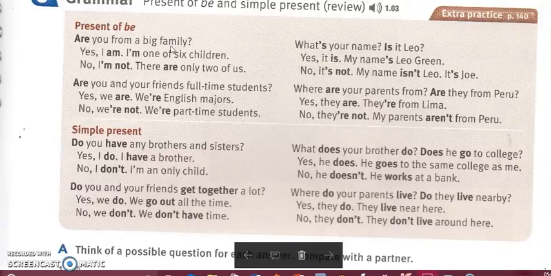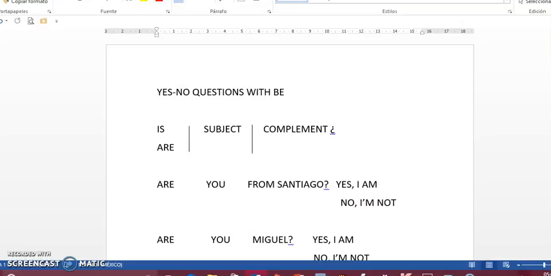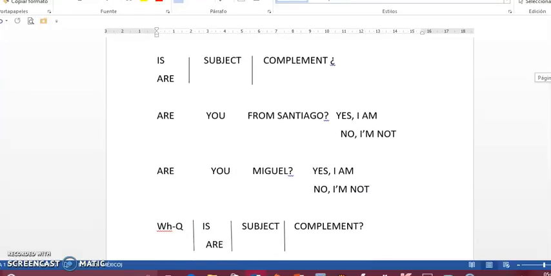In this grammar chart, we have yes-no questions and information questions by using the simple present and the verb to be. Okay, for example here, present of be. As you know, there are two kinds of questions. They are called yes-no questions and WH questions, that are the information questions.